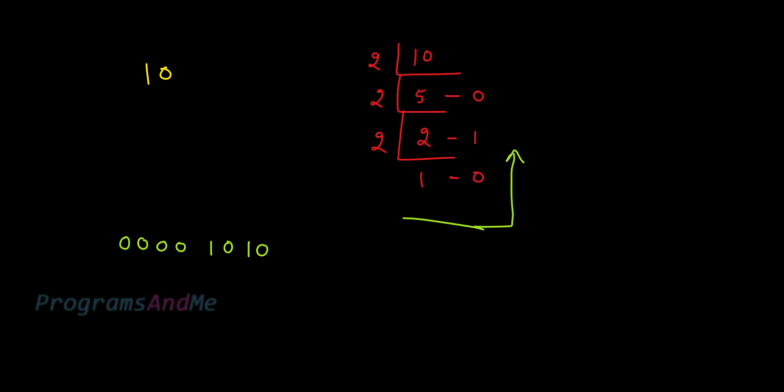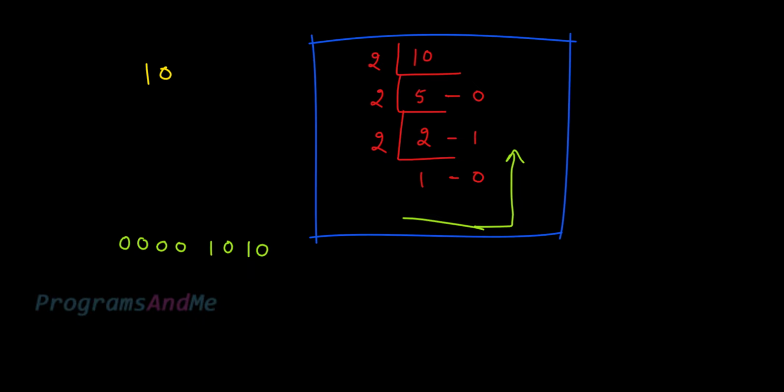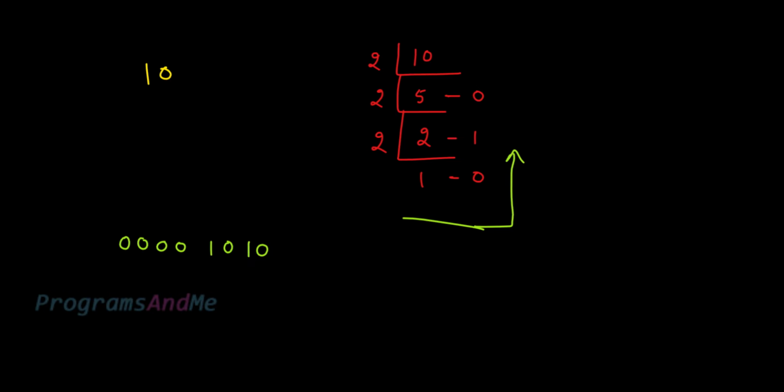So to convert any number to a binary number, divide that number by 2 and write down the remainder in every step like this, and from bottom to top write down the remainders. That is the binary representation of that integer number. Here we can see another example.